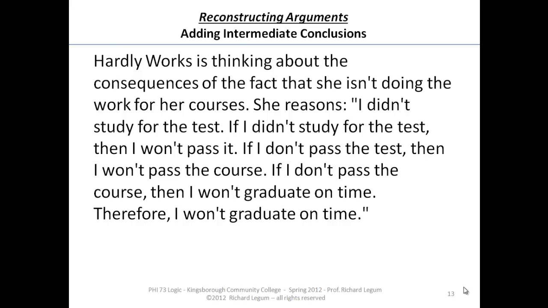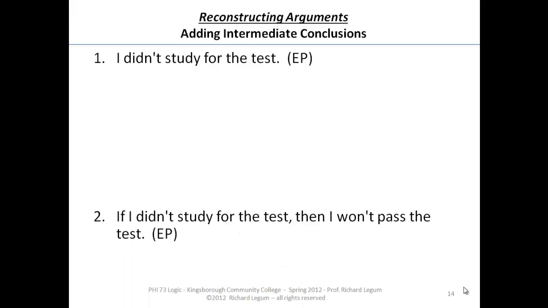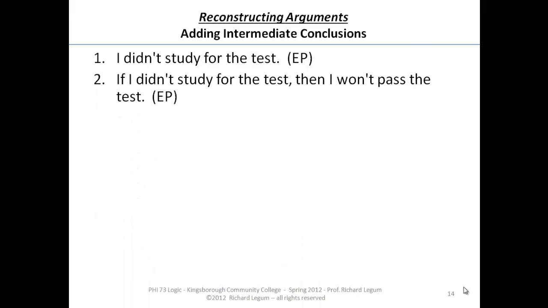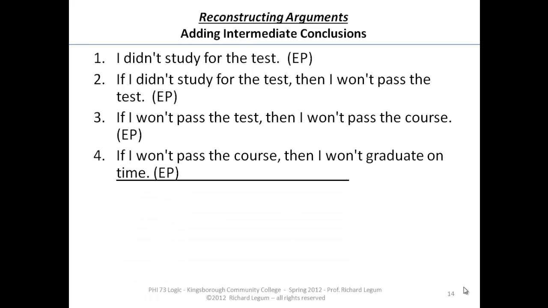But let's look at what her argument is. We're going to reconstruct it, right? She says, I didn't study for the test. Explicit premise. If I didn't study for the test, then I won't pass the test. Explicit premise. If I won't pass the test, then I won't pass the course. Another explicit premise. If I won't pass the course, I won't graduate on time. Therefore, I won't graduate on time.